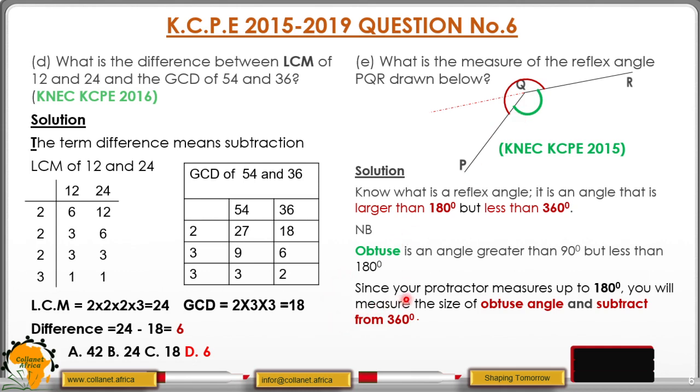In this case, since your protractor measures up to 180, it can't go beyond 180, so it can't measure a reflex angle. You are supposed to measure the size of the obtuse angle, which is this one, and subtract it from 360. And after subtracting, you'll get the angle of the reflex angle. So 360 minus 135, you get 225. So 225 is our reflex angle.